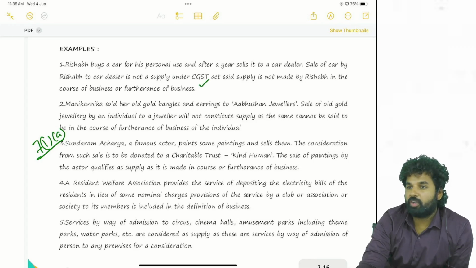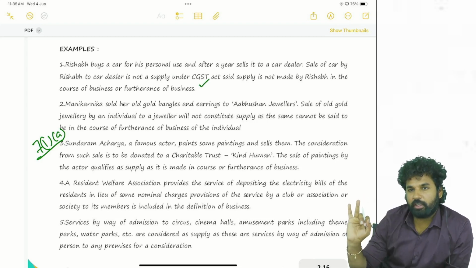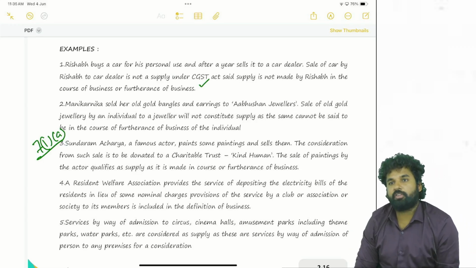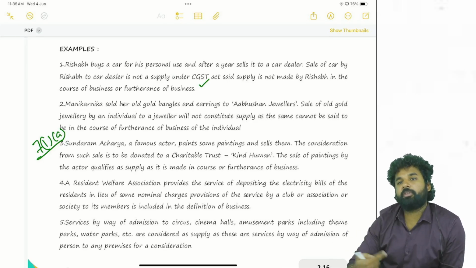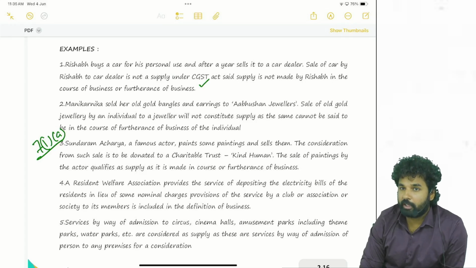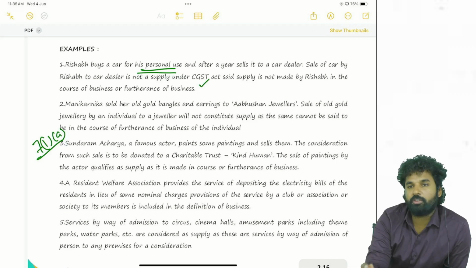Okay. So why is it not a supply? Goods are there, consideration is there, but what is missing? Business is missing. It is not made in the course or furtherance of business. Let's say if it is a sale by a car dealer, then it is a supply. Why? Goods, consideration, in the course or furtherance of business. But if it is a sale by a person who is using the car for personal use, then it is not a supply.